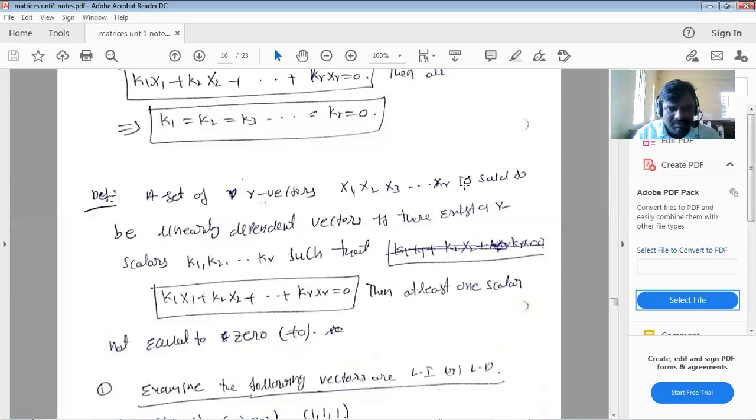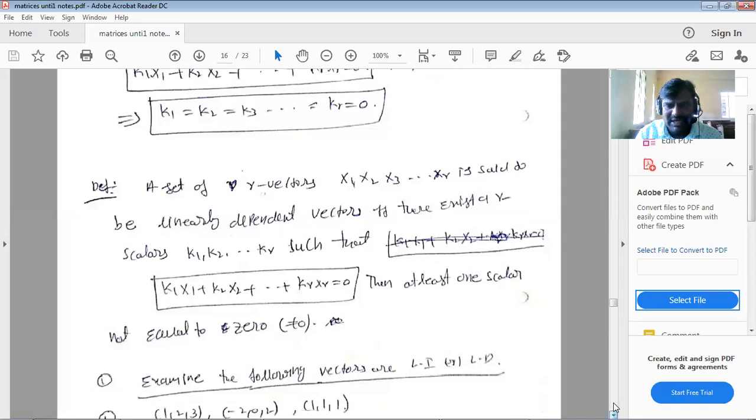Maybe one of the problems we completed in the last class was on linear dependent vectors. Okay, this we did in the last class. Any doubts so far? Any doubt? Okay, I will continue.